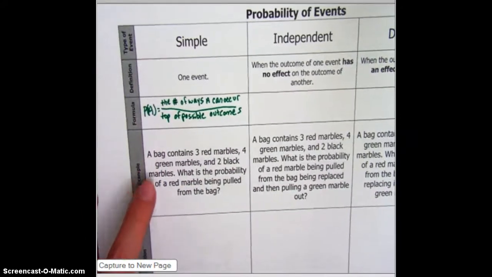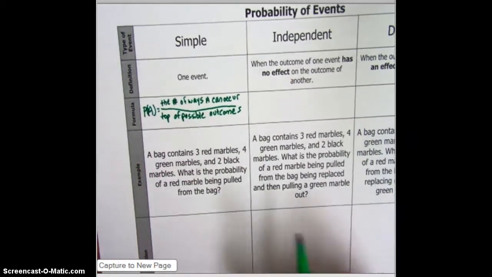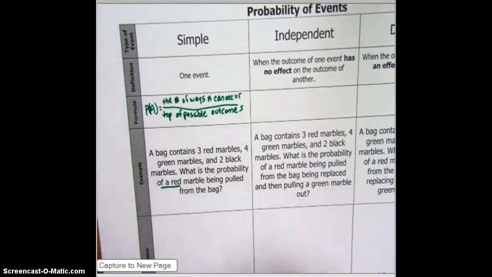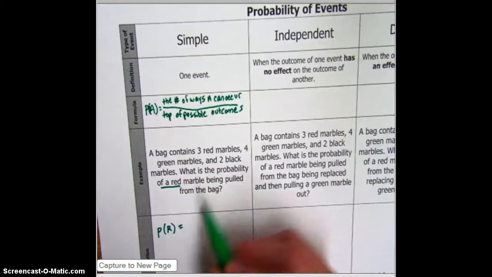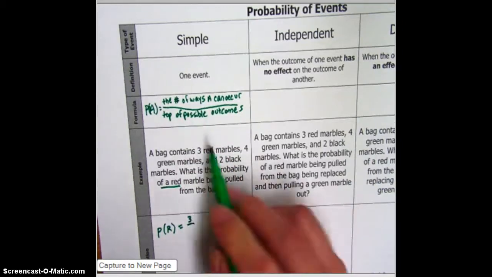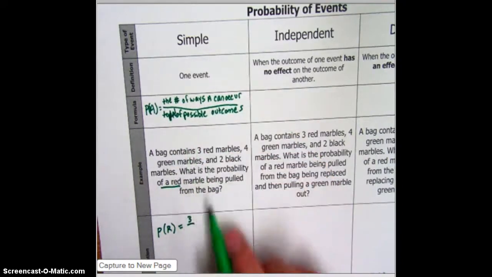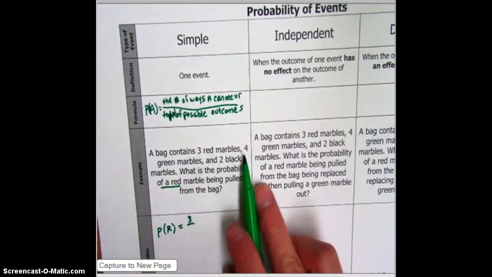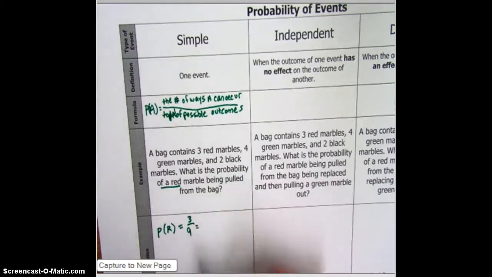So an example here: a bag contains 3 red marbles, 4 green marbles, and 2 black marbles. What is the probability of a red marble being pulled from the bag? So here we're just looking for the probability of red. How many reds are there? So the number of ways it can occur: there's 3 red marbles. Out of the total of possible outcomes, there's 3 plus 4 is 7, plus 2 more is 9, so there's a 3 out of 9 chance.